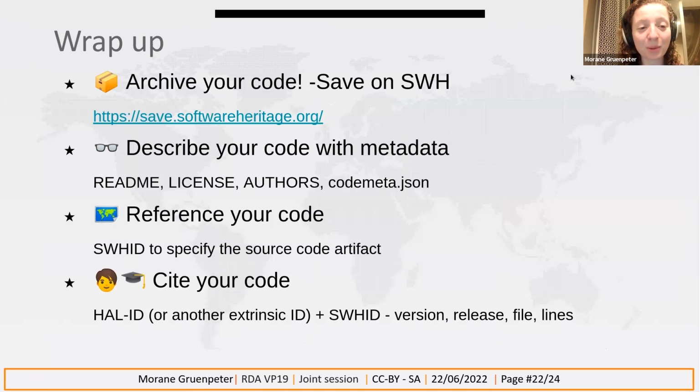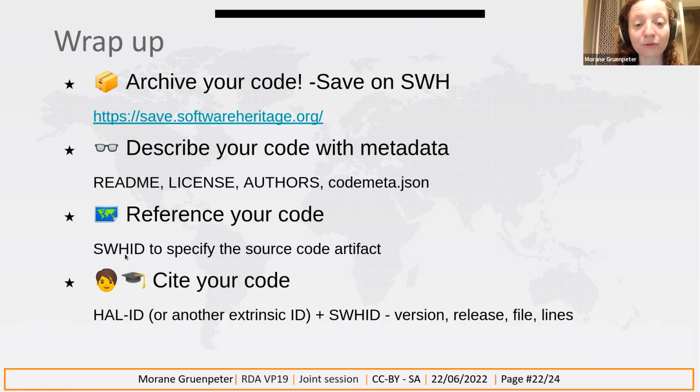To sum up, I'm proposing here a few actions that you can do even today to better the research outputs in your institution. First, archive your code. If it's developed in a version control system online, it's very easy. Describe it with intrinsic files, with a README, a license, and an authors file. These are good practices from the community, but using a codemeta.json file is also useful.